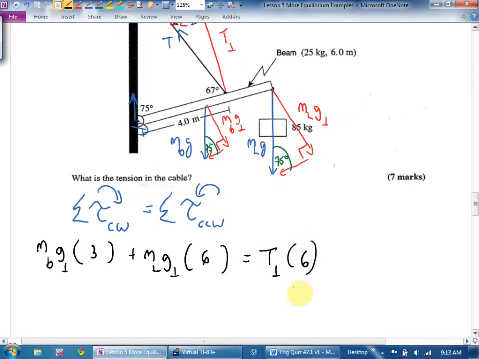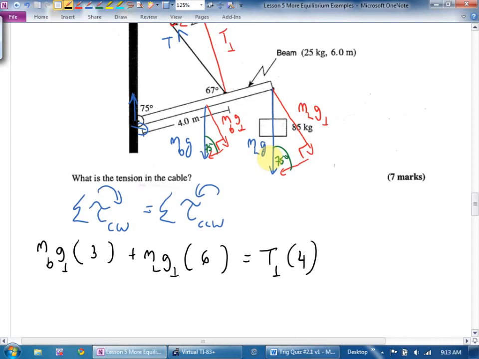6, Mr. Dueck? No. How far is tension from the pivot? 4. Trig. I'll use this triangle because it's bigger. This one's small and yucky, but this one's nice and big. And they're identical triangles, so whatever trig function I do here is going to be the same one here. Which trig function am I going to use here? Yeah, this time it's sine.